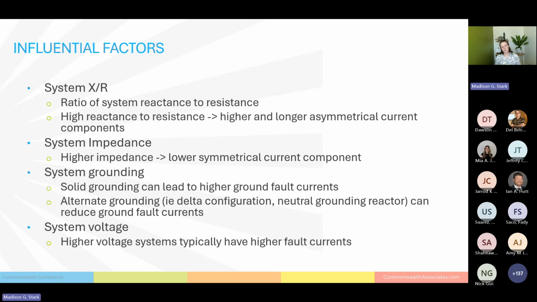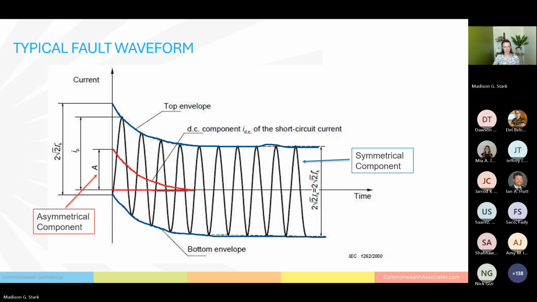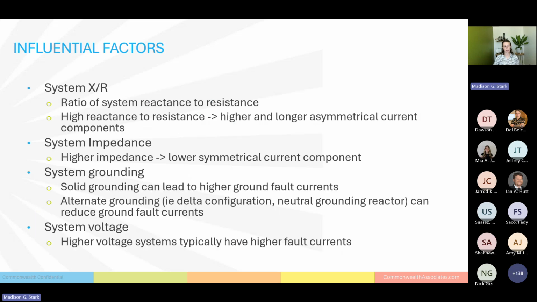Now, on the other hand, the system impedance is just the overall system impedance, the combination of the reactance and resistance. The higher that impedance is, the lower your symmetrical current component. So to go back to this other graph, this blue part right here, the width of that blue part is impacted by your system impedance. The height and length of this red component is impacted by your system X over R, your reactance to resistance ratio.